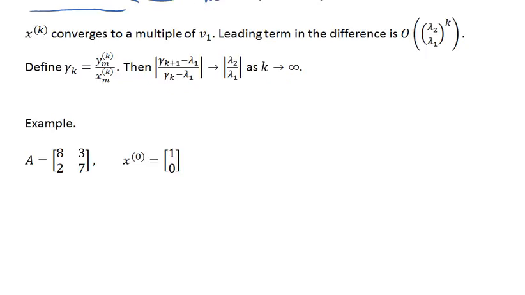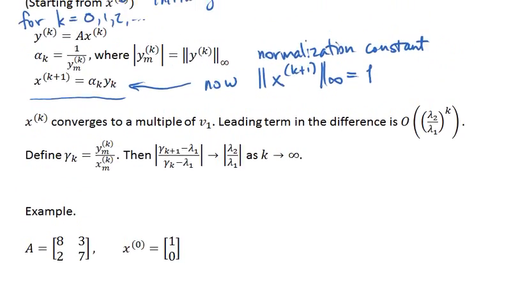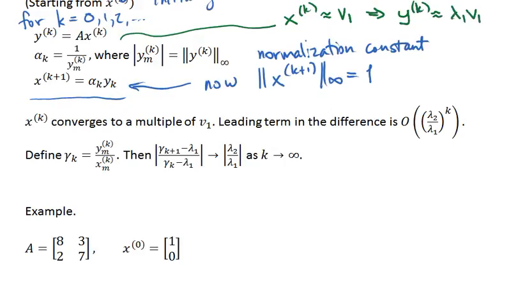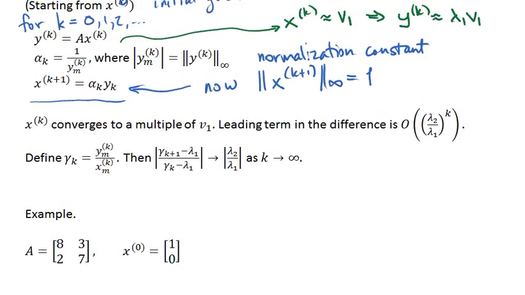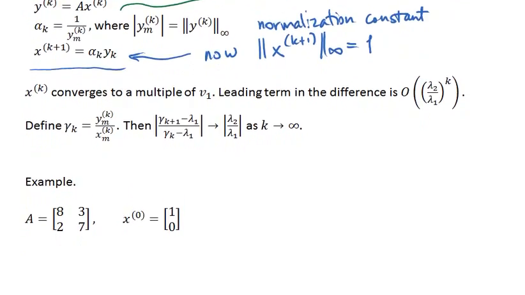If we define, so right, the x's are becoming eigenvectors, so that means that if x is close to an eigenvector, then y is close to lambda 1 v1. So we can get an estimate for lambda 1 by taking an entry of y and dividing it by an entry of x. So that's what we do here. So gamma k is an estimate of lambda 1.